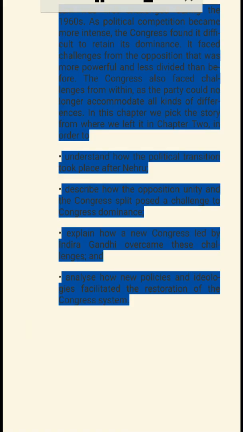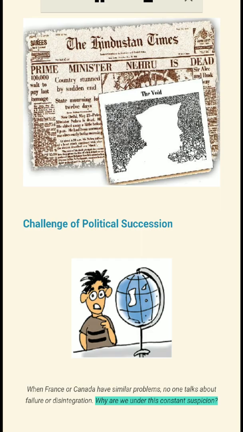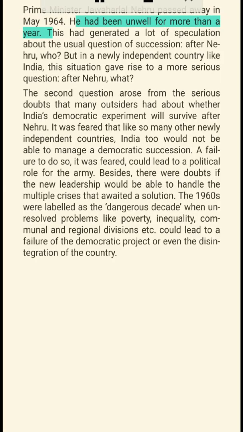Challenge of political succession. When France or Canada have similar problems, no one talks about failure or disintegration. Why are we under this constant suspicion? Prime Minister Jawaharlal Nehru passed away in May 1964. He had been unwell for more than a year. This had generated a lot of speculation about the usual question of succession: after Nehru, who?